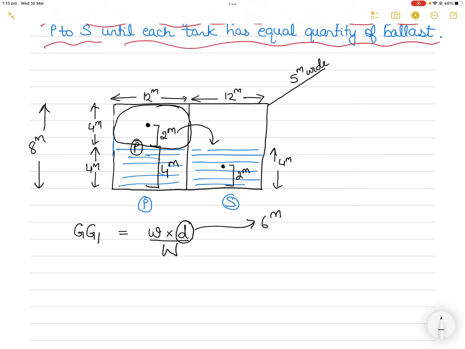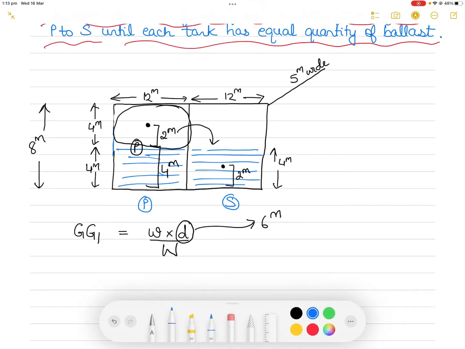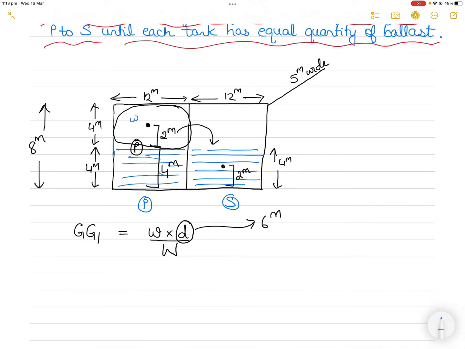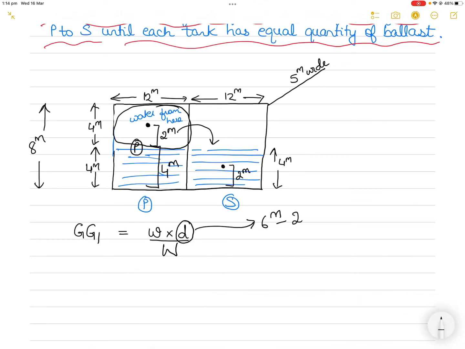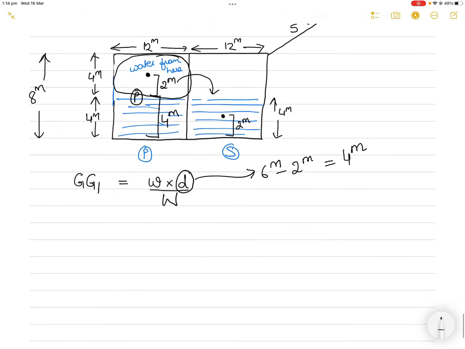So the original amount of water sitting here, water from here shifted here, right? So the original was 6 meters, and now currently it is 2 meters on the starboard side. So this becomes 4 meters. All right, now let's find out the weight of the water shifted. So how can I find out the weight of the water shifted?